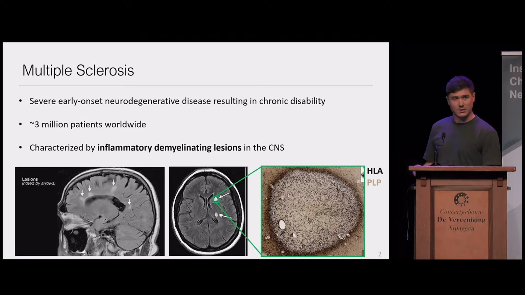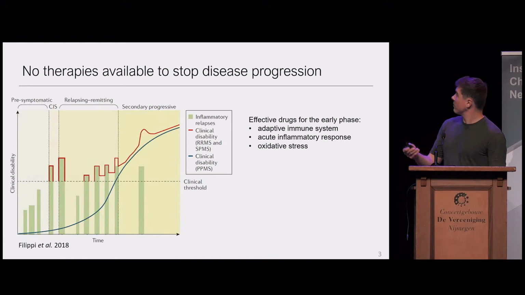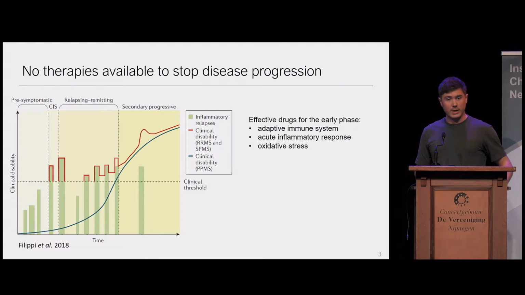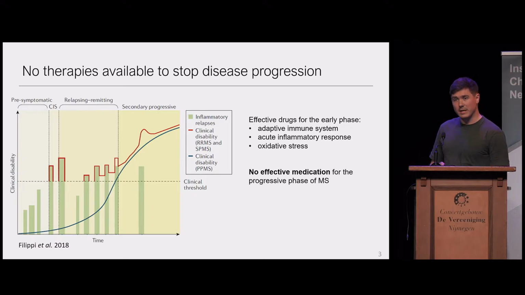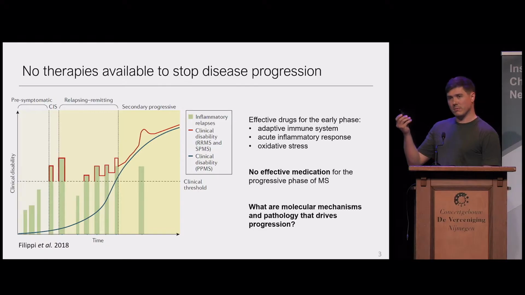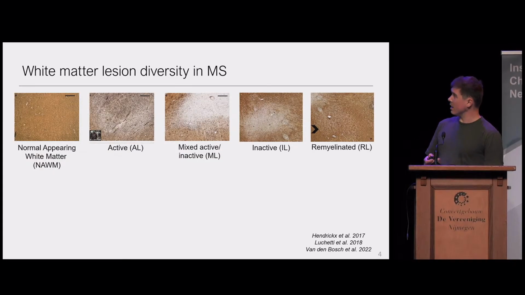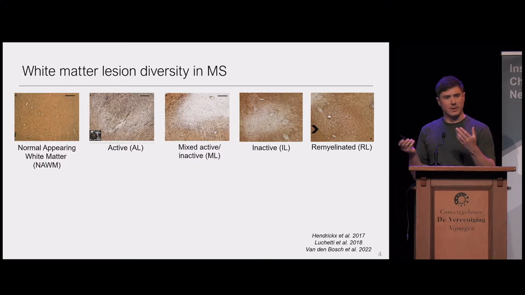So multiple sclerosis is a very severe neurodegenerative disease characterized by these inflammatory white matter lesions. As Bart already mentioned, the disease starts with this relapsing early phase, for which there's pretty good medication on the market right now. However, the progression in the late state of the disease is still really unmanageable, and we really lack effective medication tackling that progression. And that also partially is driven by a lack of understanding of the exact molecular mechanisms and pathologies that drive this progression.